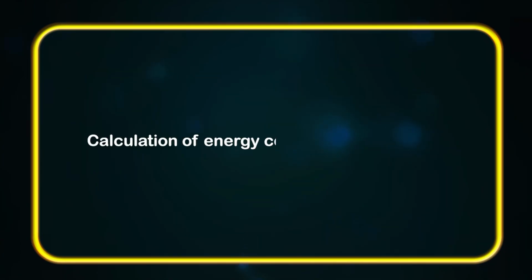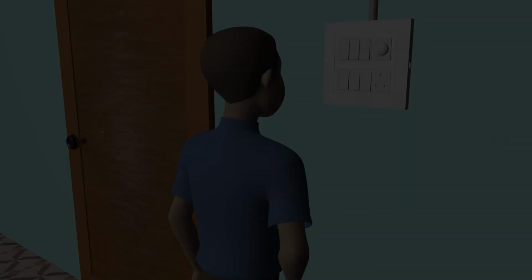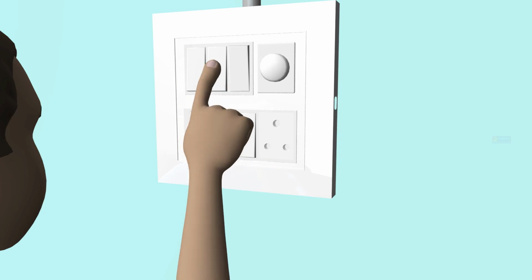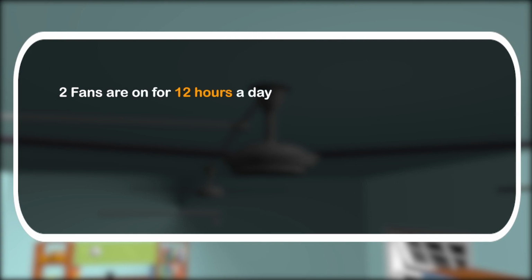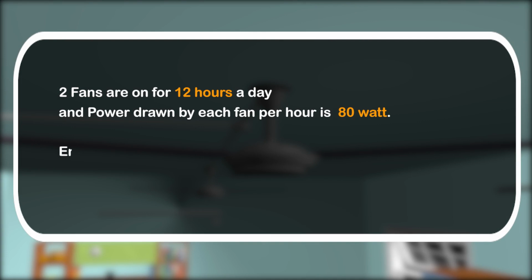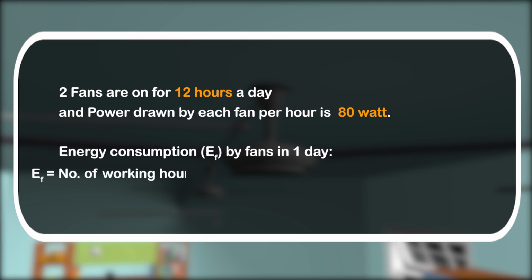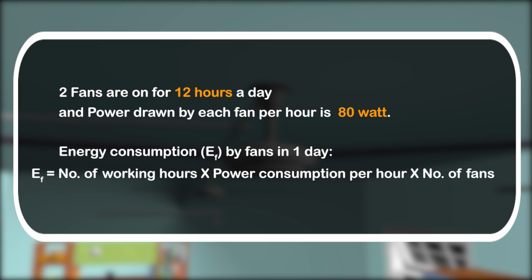Calculation of energy consumption of 2 fans. Given that 2 fans are on for 12 hours a day and power drawn by each fan per hour is 80 watt. Energy consumption EF by fans in 1 day. EF is equal to number of working hours into power consumption per hour into number of fans. That is equal to 12 hours into 80 watt into 2. That is equal to 1920 watt hour.